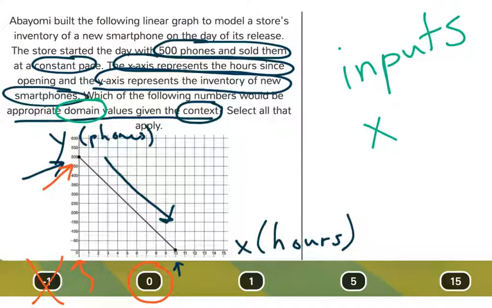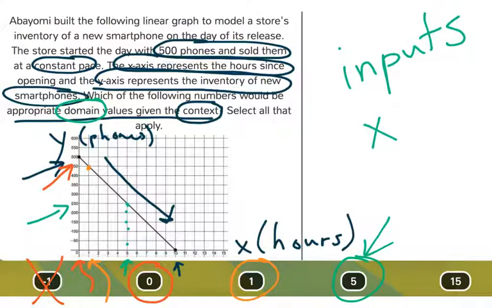1. Yeah, 1 does exist as well. It's right here, and there is a point where 1 hour, they have some number of phones. How about 5? Let's check 5. 5 is right here, and it looks like, yeah, they have 250 phones at that point, 5 hours in. So 5 is correct as well.